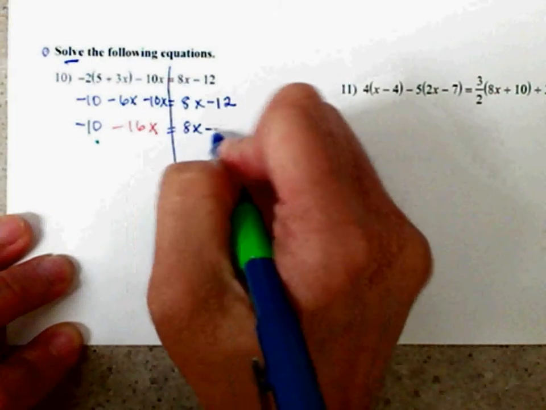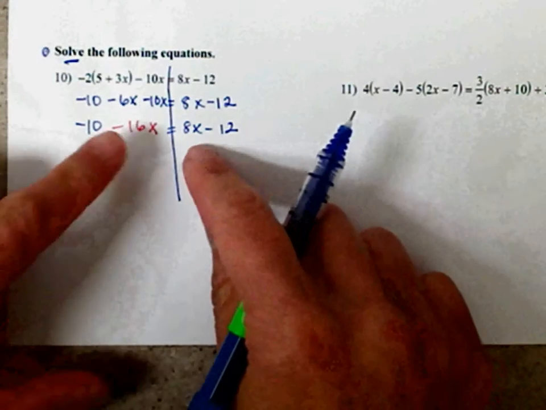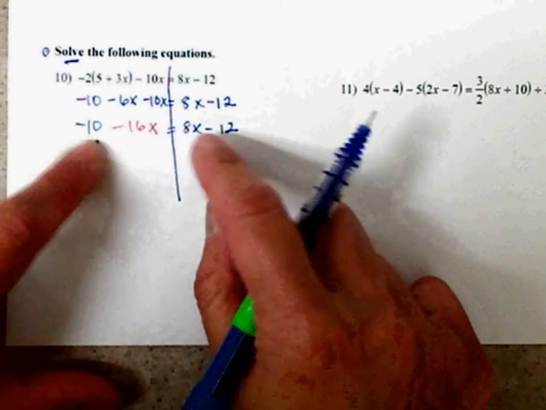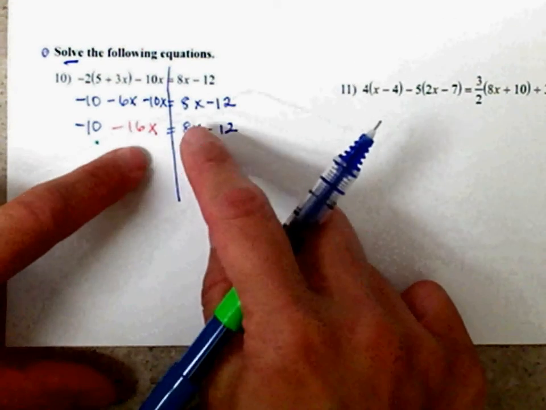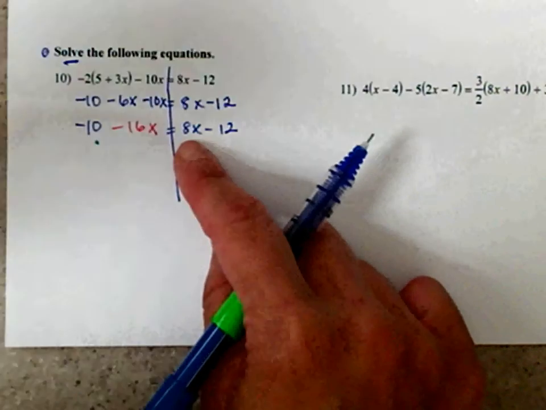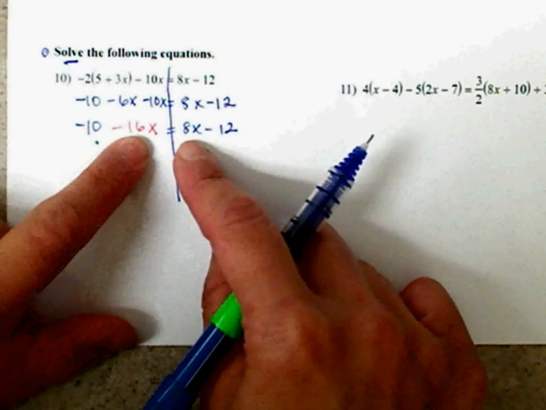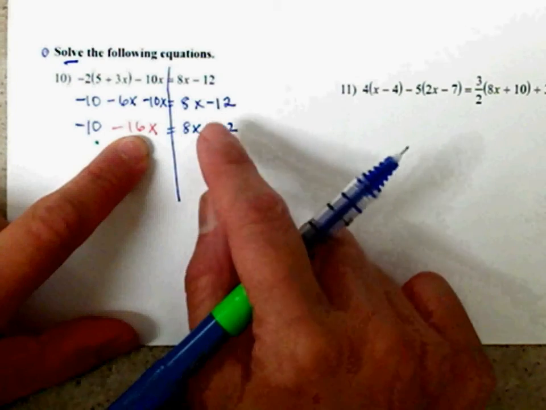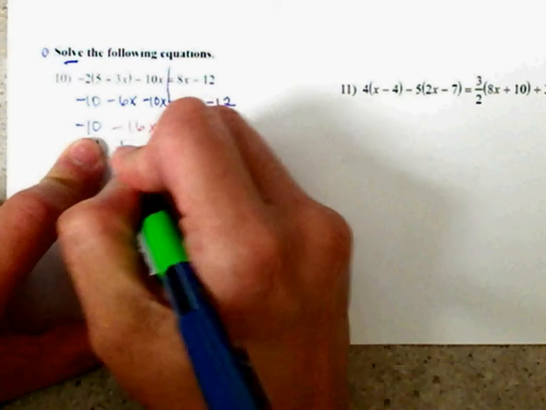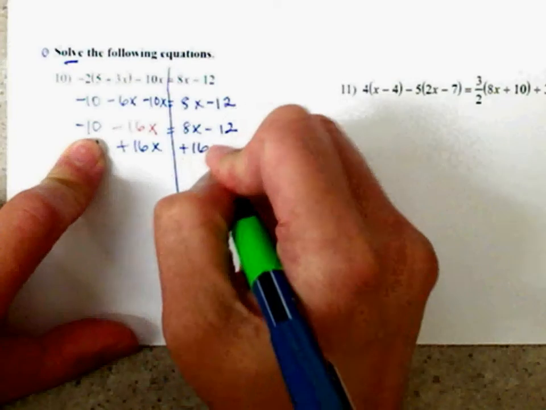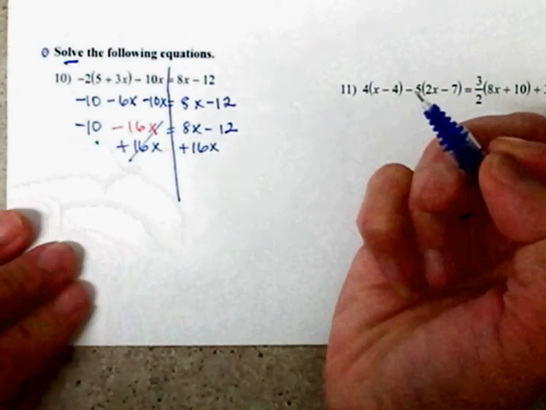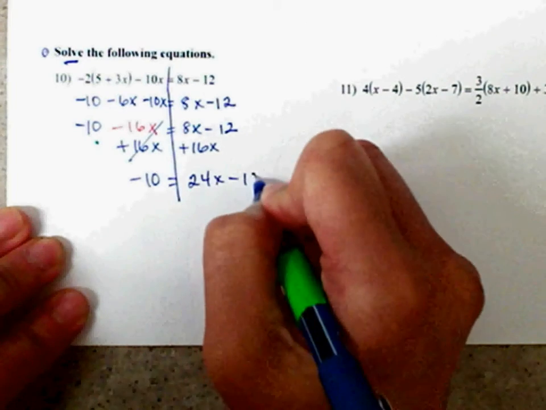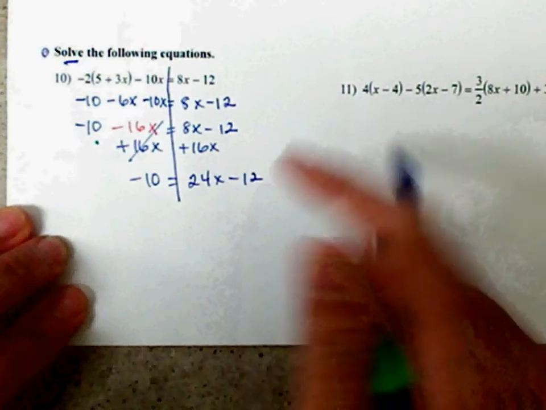Equals 8x minus 12. I like to deal with my variable first. If you prefer to do the constant, then do so, but I'm going to get rid and make it 1. Notice how these two are on opposite sides of the equal sign, so I have to take the opposite. You will always add or subtract when you have more than one term. 1, 2, 1, 2. So I'm actually going to add 16x, add 16x. That cancels out, so what you have left is negative 10 equals 24x minus 12, okay?